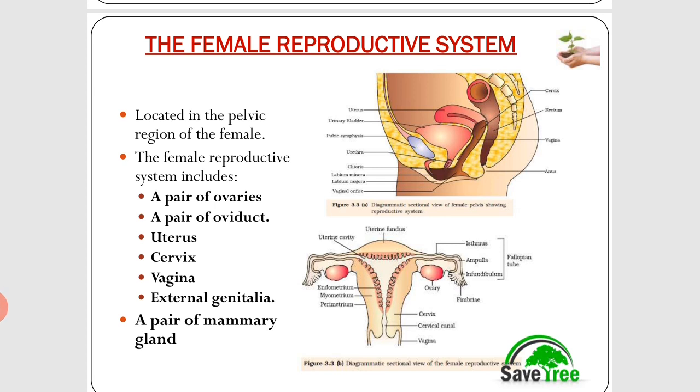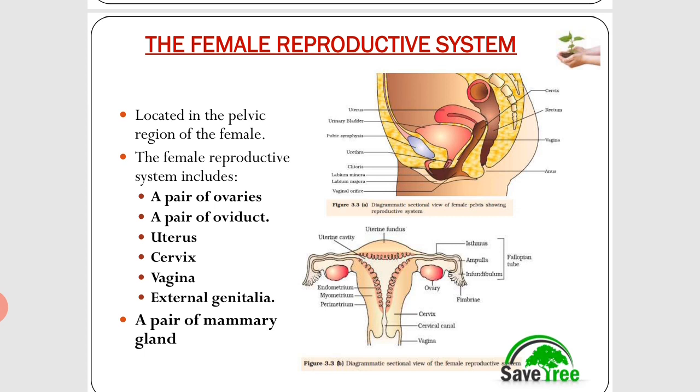As you all know, the female reproductive system is located in the pelvic region of the female, and it is more complex than the male reproductive system because it is involved not only in the formation of gametes but also in fertilization and development of the fetus. Fetus is nothing but the young ones, as well as nourishing the young ones.